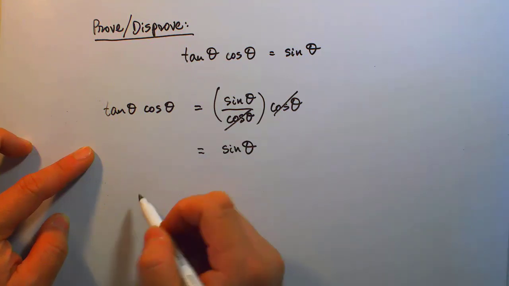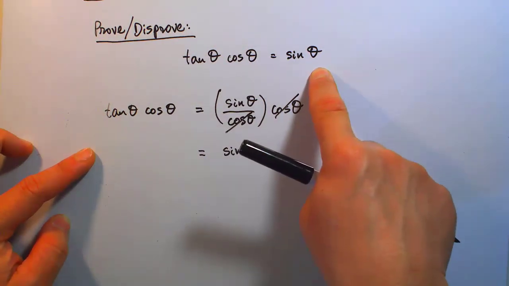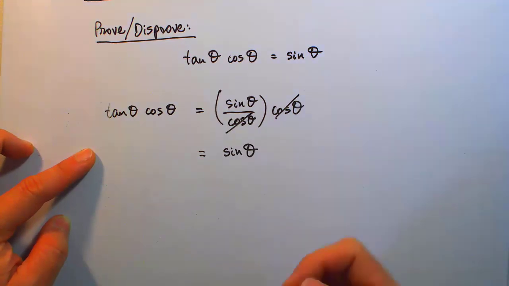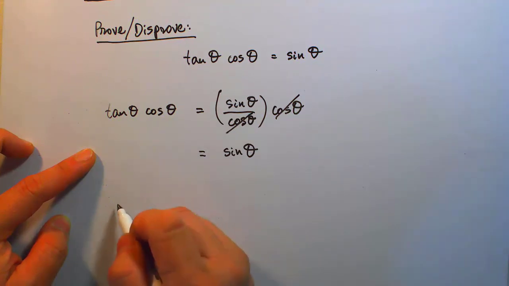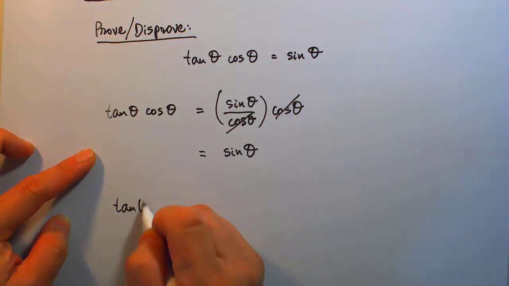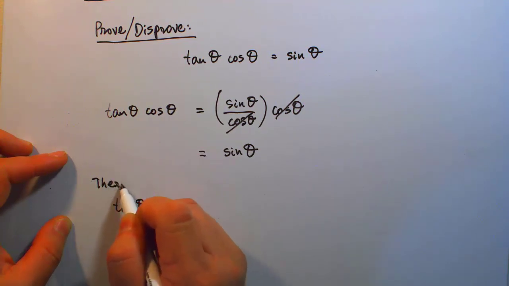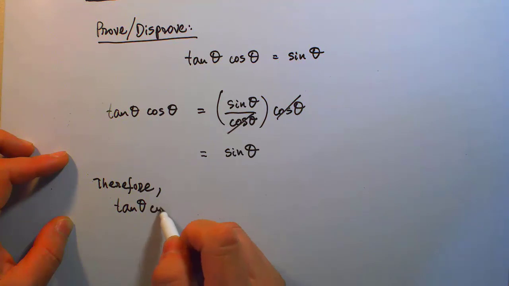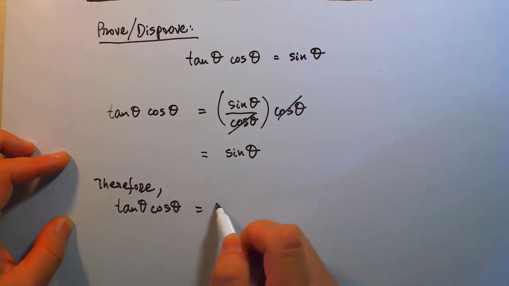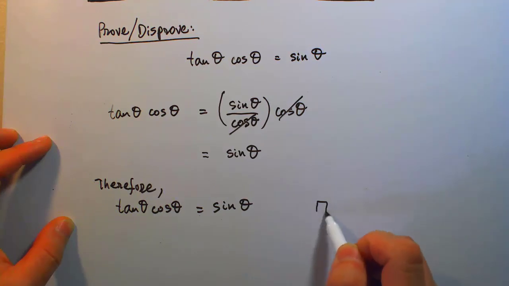And so now we actually proved this. The equality now becomes an identity. It's true regardless of any value of theta. So in other words, the final conclusion: therefore, tangent theta times cosine theta equals sine of theta. And we end the proof here.